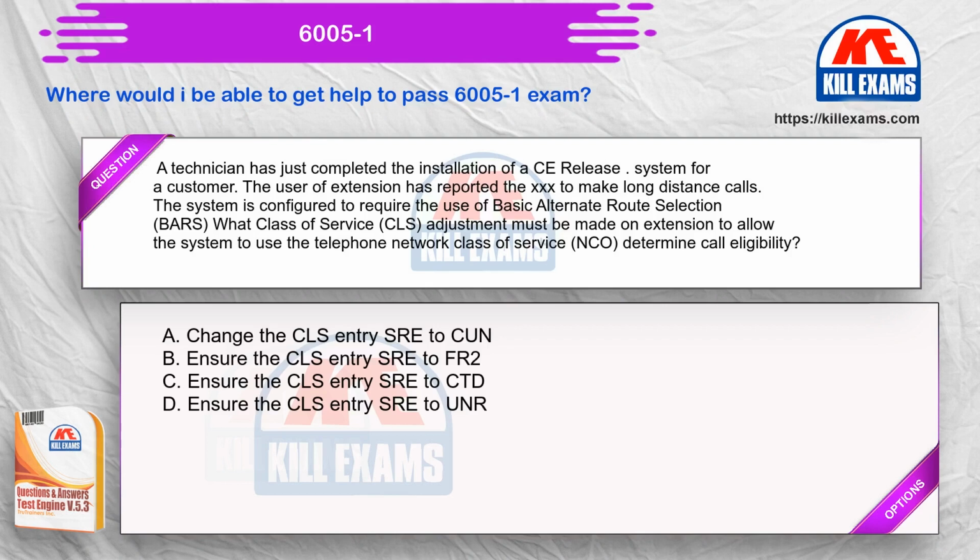A technician has just completed the installation of a CS 1000E Release system for a customer. The user of extension 3000 has reported being unable to make long-distance calls. The system is configured to require the use of Basic Alternate Route Selection (BARS). What class of service (CLS) adjustment must be made on the extension to allow the system to use the Network Class of Service (NCOS) to determine call eligibility?